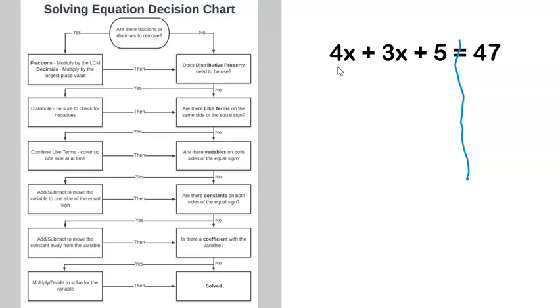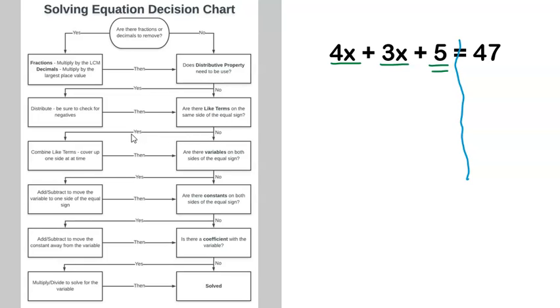So the method I tend to use is I take whatever my first term is and I just give it a single underline. Now that has a variable, so any other term that includes a variable is also going to just get a single underline. So that's 4x. 3x also has a variable. That's a single underline. But 5, that's just a constant, so that's going to get 2 underlines to show that it's different from the other 2 terms. All right?